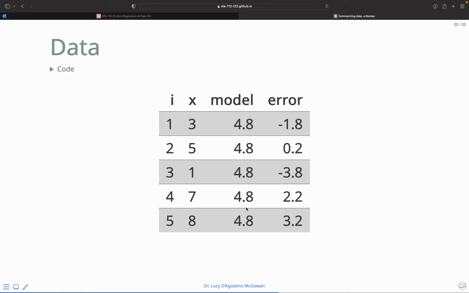My model here is that I'm just fitting a mean. So I'm estimating what each of these values would be. If I were to see a new value of x, the best guess I would have based on this model would be 4.8. And then the error just indicates how far off I was in each case. This error term, sometimes called a residual, is how far off the model is from the observed value of x. For example, for this first one, we observed a value of 3. My model guessed that it would be 4.8, so my error or residual was negative 1.8. Similarly, for the next one, we observed a value of 5, and my model said 4.8, so my error is 0.2.